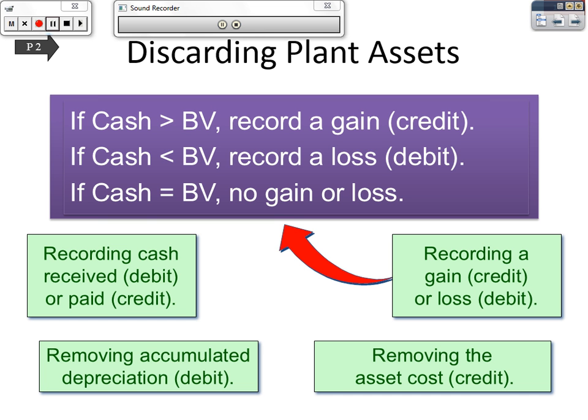Now, if you sell it below book value, cash is still debited, right? But instead of recording a gain on the credit side, you're going to record a loss on the debit side. And also accumulated depreciation will be debited, and you're going to credit whatever the asset is.